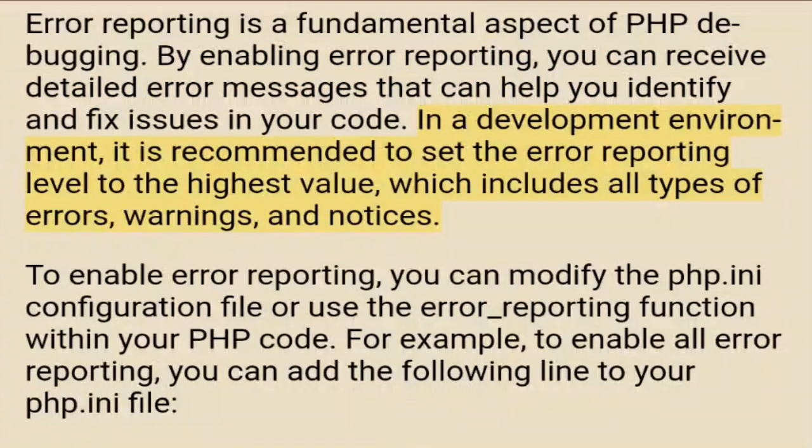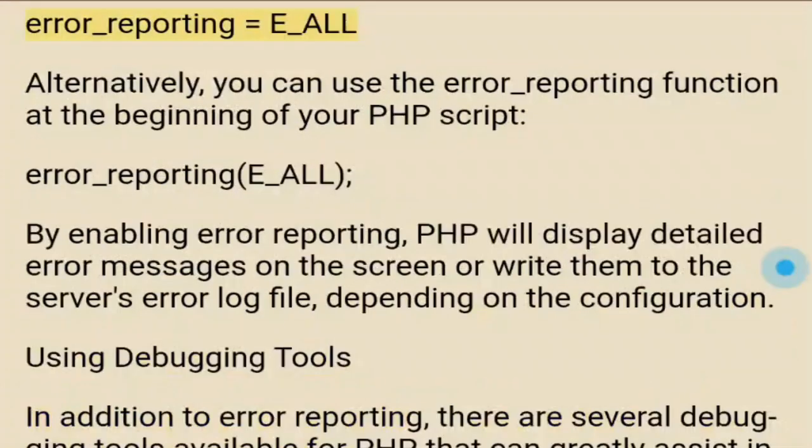In a development environment, it is recommended to set the error reporting level to the highest value, which includes all types of errors, warnings, and notices. To enable error reporting, you can modify the php.ini configuration file or use the error_reporting function within your PHP code. For example, to enable all error reporting, you can add the following line to your php.ini file.